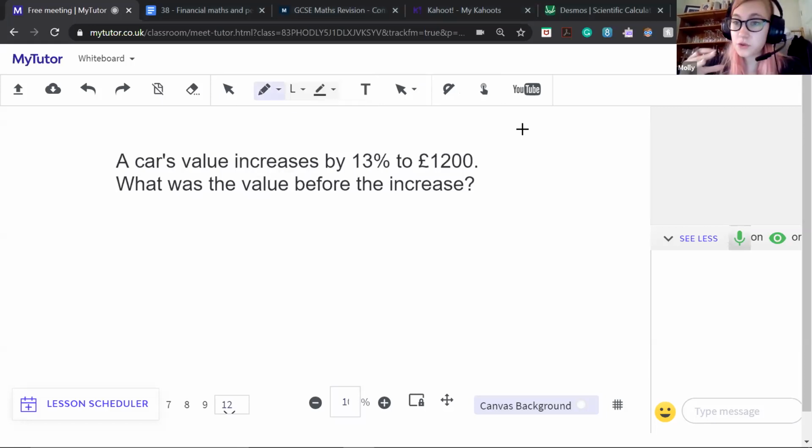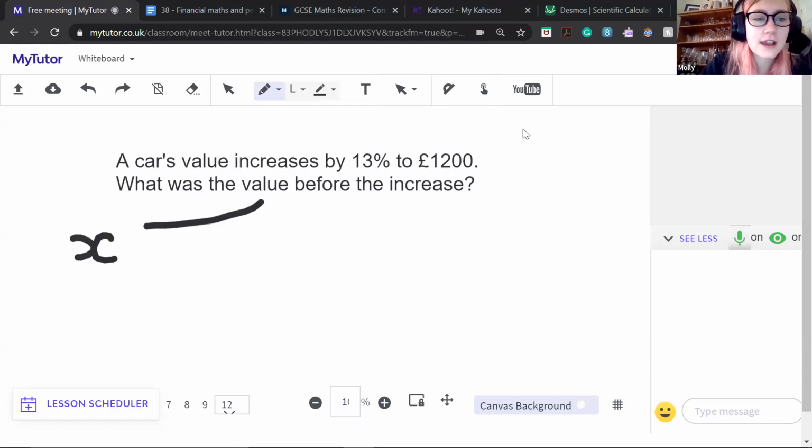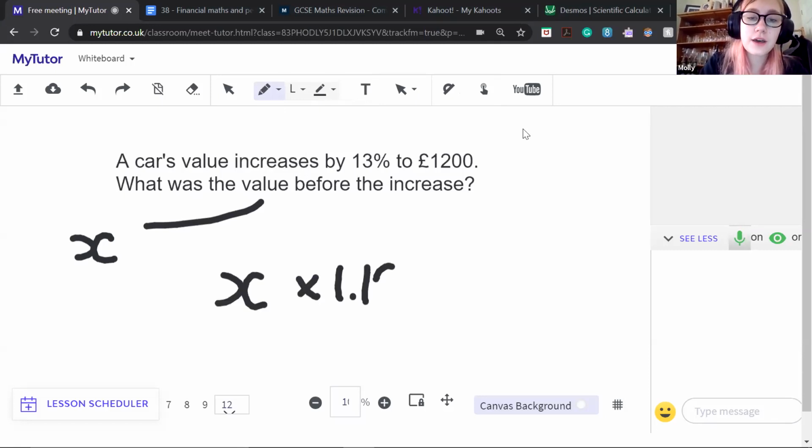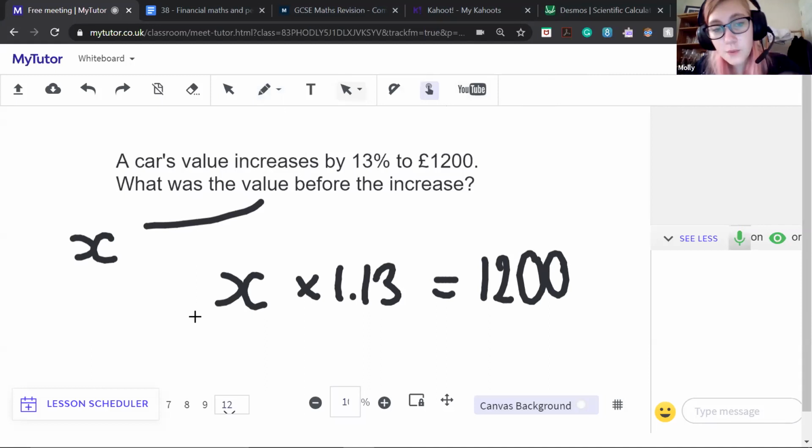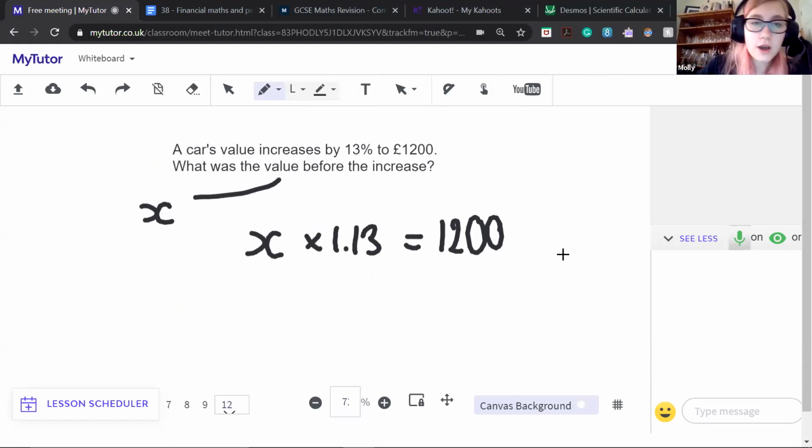So always, when we're talking about reverse percentages, we're reversing to get back to what the original amount was. So we call the value before the increase something like x, and we say, well, we take that original value, we increase it by 13%, and that gives us 1,200. Because this is exactly what we're looking for, right? That original value that when increased left us with this.